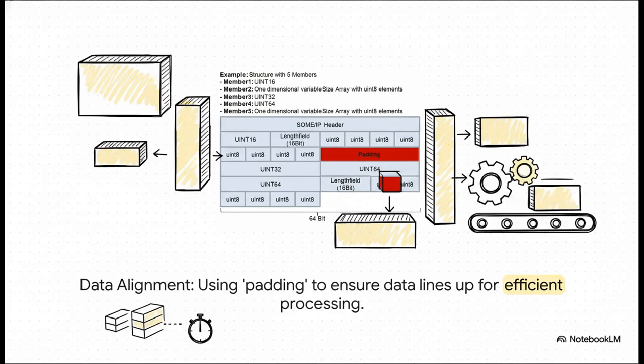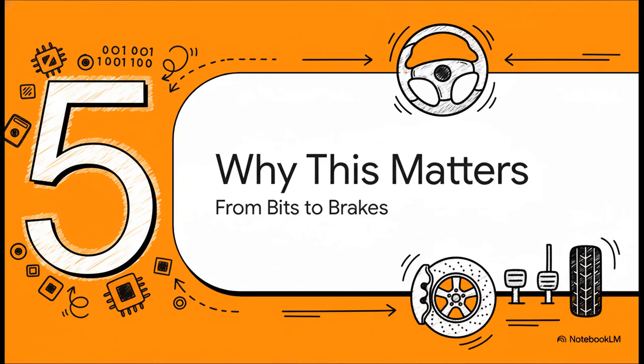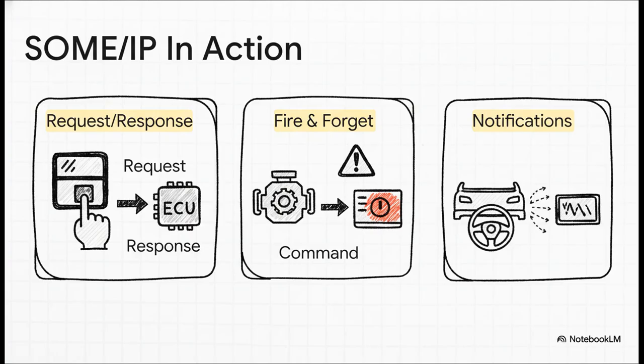Okay, now this is where it gets really, really clever. For computers to work as fast as possible, data sometimes needs to start at a very specific spot in memory. So to make that happen, SOME/IP will sometimes add tiny empty spaces. Think of it like digital packing foam, just to make sure the next piece of important data lines up perfectly. Super efficient. All right, let's zoom out from all the technical bits and bytes for a second. We've seen how it works, but why does any of this matter to you when you're just trying to get from A to B?